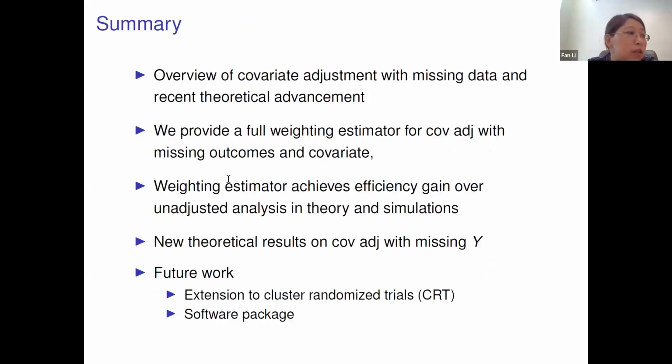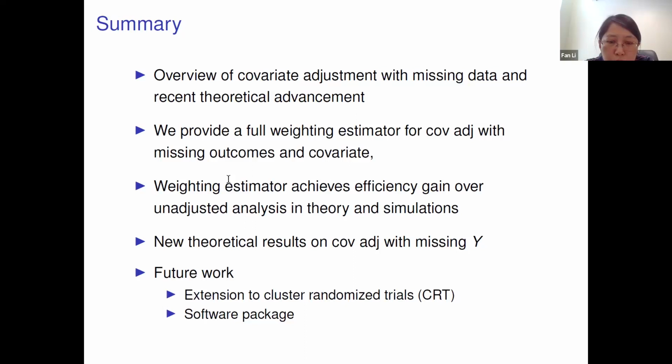And so it's just a quick summary. I know that I should talk for 45 minutes, but I'm over time. So, a quick summary: I provided an overview of covariate adjustment in randomized experiments with missing data, particularly in light of some recent theoretical advancements. And at the end of the day, we provide a full weighting estimator for covariate adjustment with missing outcomes and covariates.